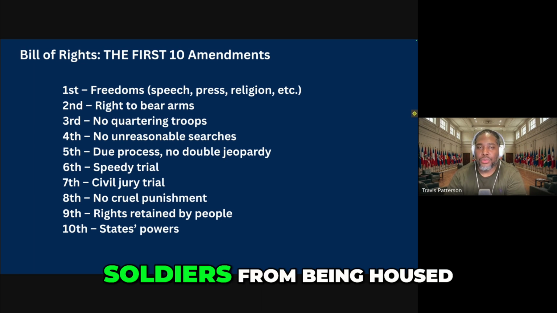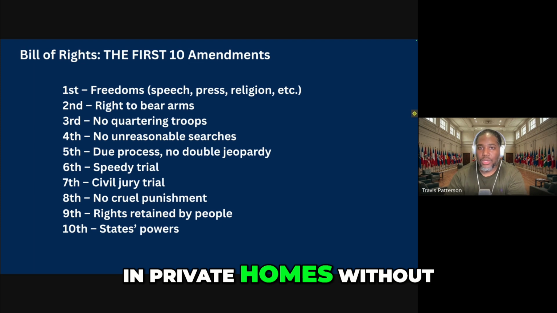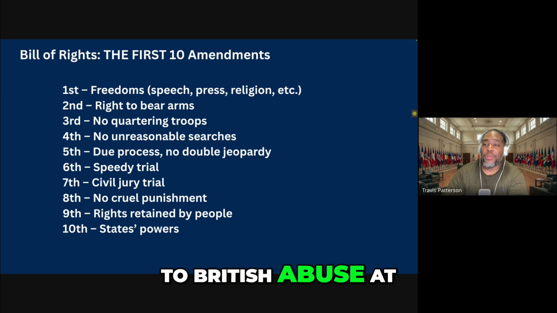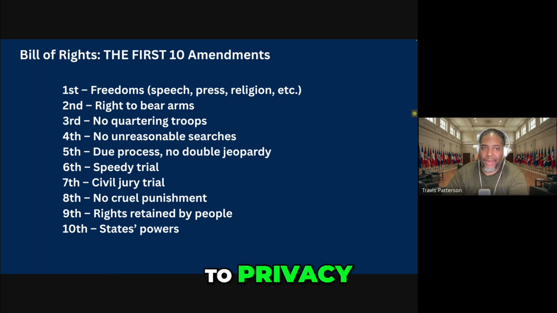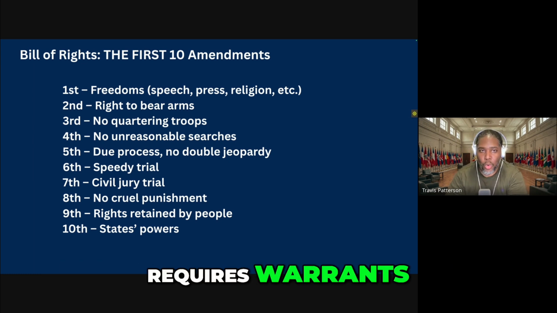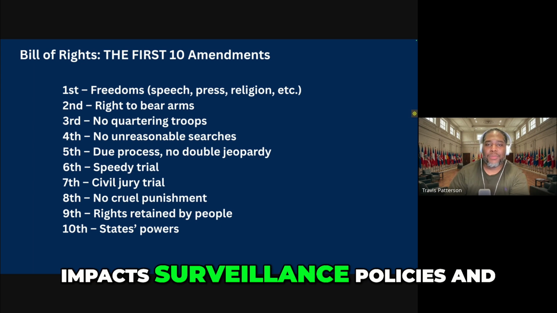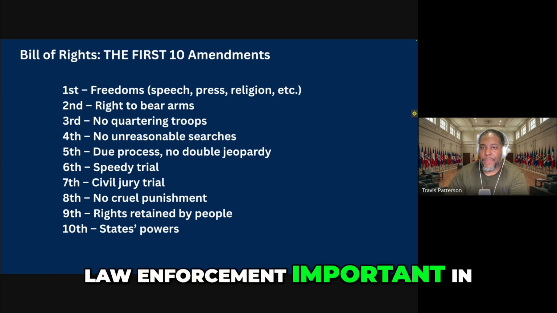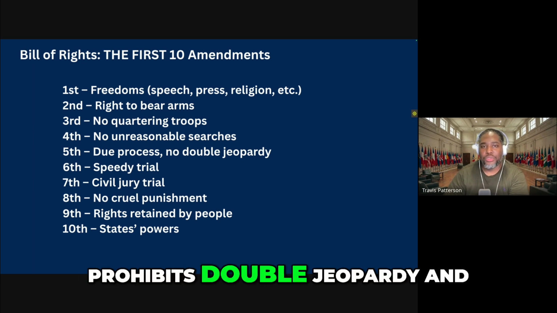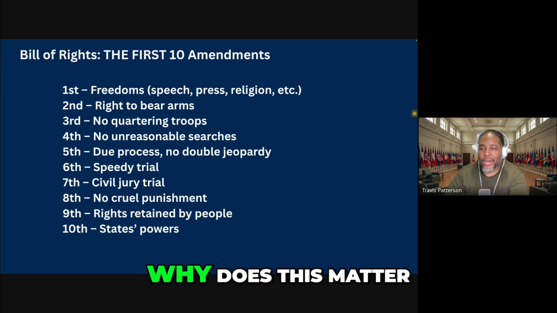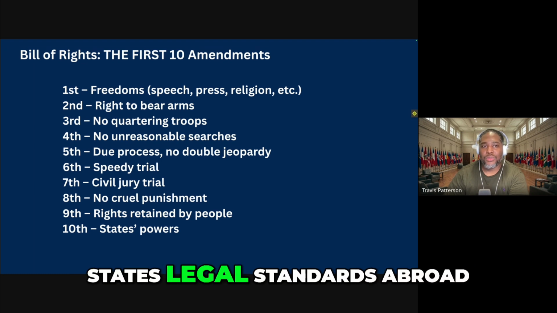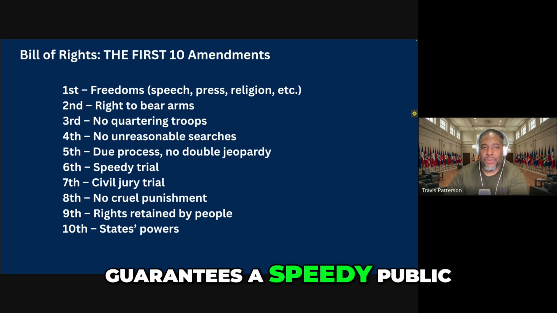The Third Amendment prohibits soldiers from being housed in private homes without consent in peacetime. This is a reaction to British abuse, foundational to the right to privacy. The Fourth Amendment protects against unreasonable searches and seizures and requires warrants. It impacts surveillance policies and law enforcement, important in human rights. The Fifth Amendment ensures due process and prohibits double jeopardy and self-incrimination. Why does this matter? It's key in criminal justice, diplomacy, and explaining United States legal standards.